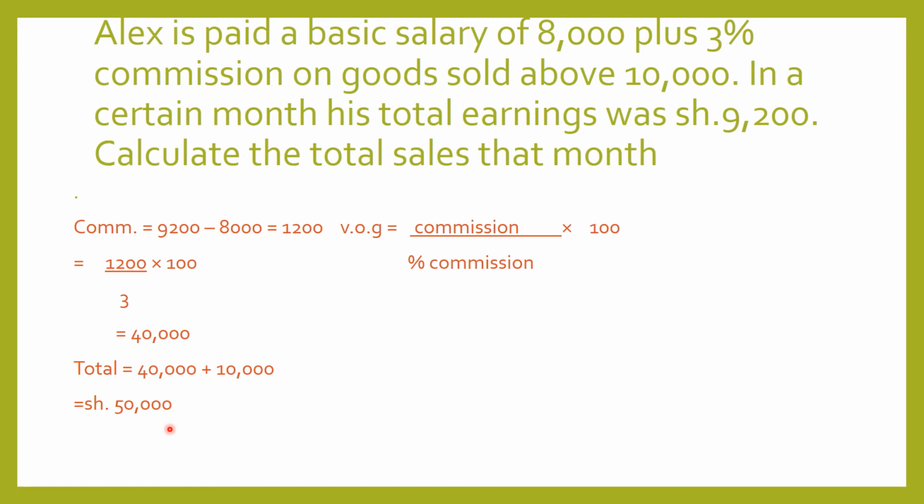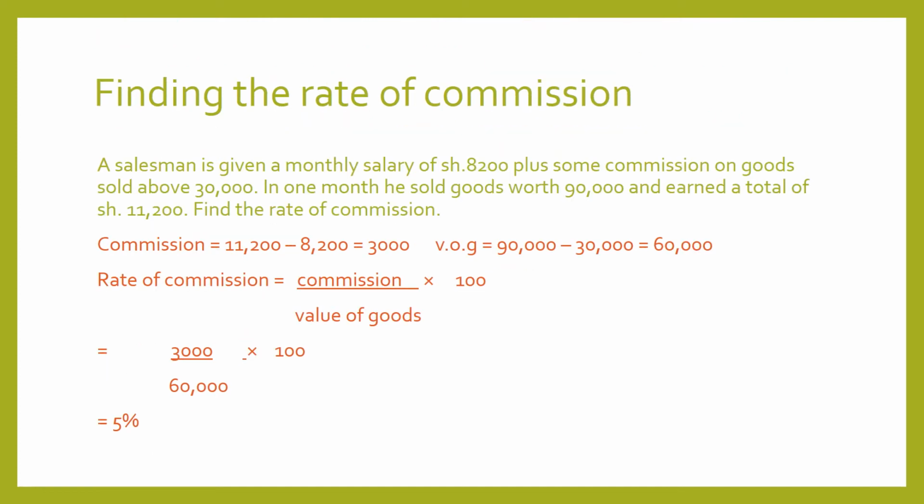So watch and rewatch these two examples until you are able to do this question comfortably. So we have finished with calculating the total value of goods sold. Let's see now how we can use the second formula, that is how to find percentage commission. So finding the rate of commission or finding the percentage commission, very easy also. This time round, you will always find out that we are still finding commission first.